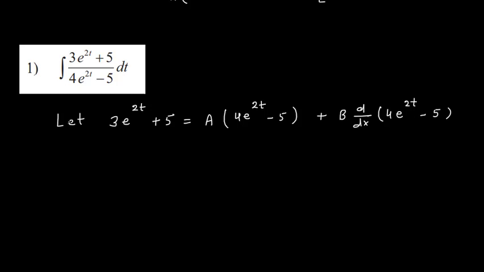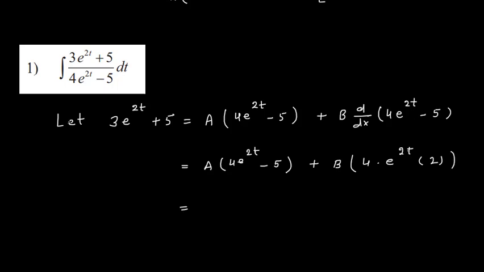Okay, so that means this will be equal to A times (4 e^(2t) - 5) plus B times, now here I differentiate, so this is 4 into the derivative of e^(2t), which is e^(2t), and then the derivative of 2t is 2. Okay, this is a composite form, and the derivative of 5 is 0.